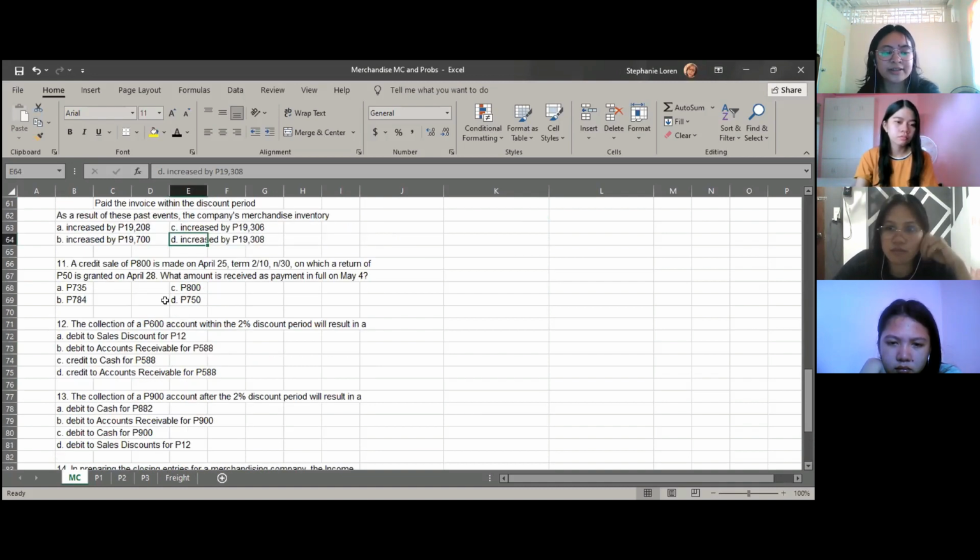Number 11. A credit sale of 800 pesos is made on April 25, terms 2/10, n/30, on which a return of 50 pesos is granted on April 28. What amount is received as payment in full on May 4? A. 735. B. 784. C. 800 pesos. Or letter D. 750.